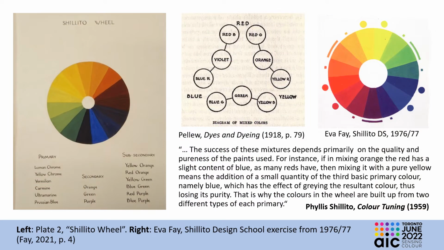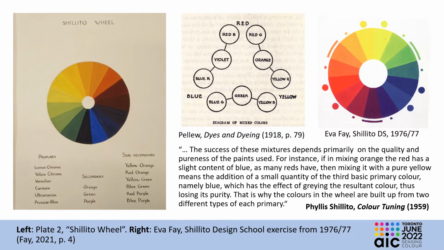The Shillito Wheel illustrates Shillito's distinctive 15-step palette-based hue scale. On this plate, the 15 hues comprise 6 so-called primary colours, each corresponding to a specified pigment, plus 3 secondary and 6 sub-secondary colours, called subprimary in the facing text sheet, all physically mixed from facing pairs of the 6 primary colour paints. Shillito would later outline the rationale for this double primary arrangement in her 1959 article Colour Tuning.